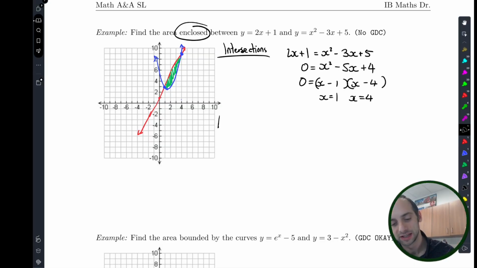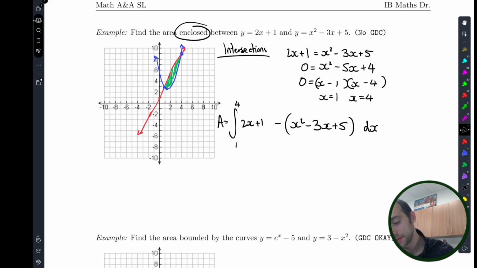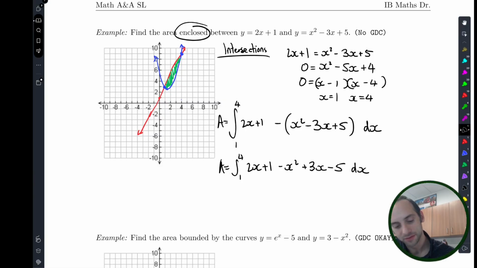is bounding underneath. So our area will be found by the integral from 1 to 4 of 2x plus 1, that's our top function, minus our parabola right there, x squared minus 3x plus 5. Again, we will simplify down first rather than integrating first. We want to combine as many like terms as we can to give us as few pieces as possible to integrate.